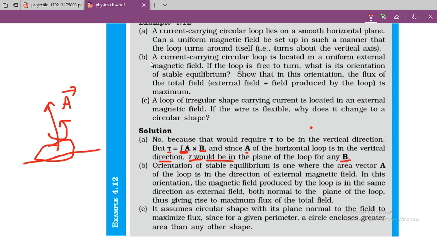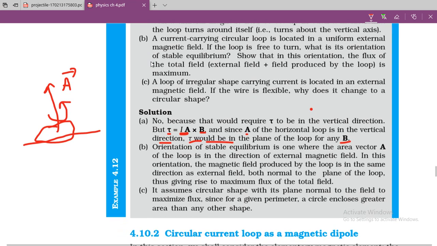Now the second part is: a current carrying circular loop is located in a uniform magnetic field. If the loop is free to turn, what is its orientation of stable equilibrium, so that in this orientation the flux of the total field, that is external field plus field produced by the loop, is maximum. So let's see the solution.